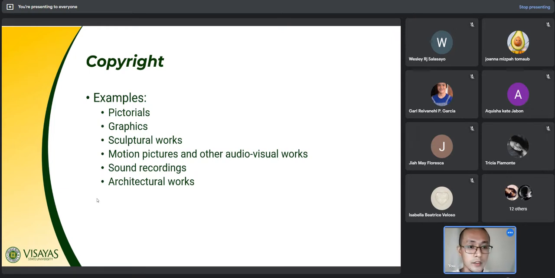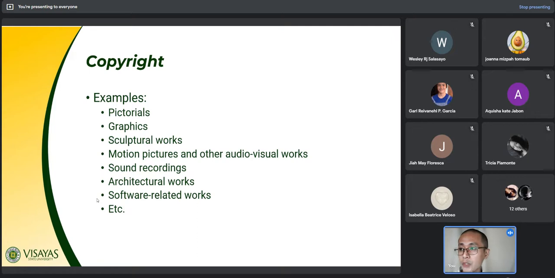Okay? Questions or clarification so far? The same is true with software. Like Microsoft, they have their own copyright. Therefore, we are not allowed to distribute any software created by Microsoft without a proper license. Okay? And there are still a lot more articles and objects and items which are protected with copyrights.